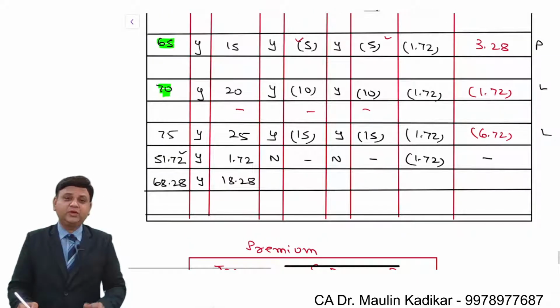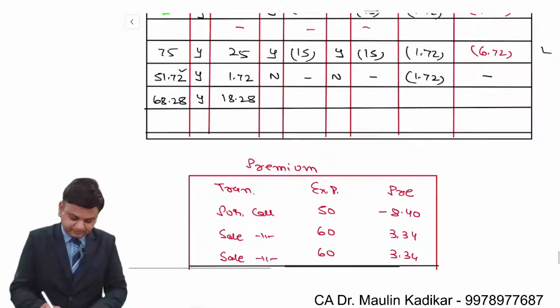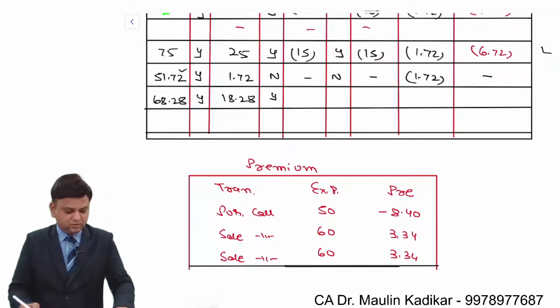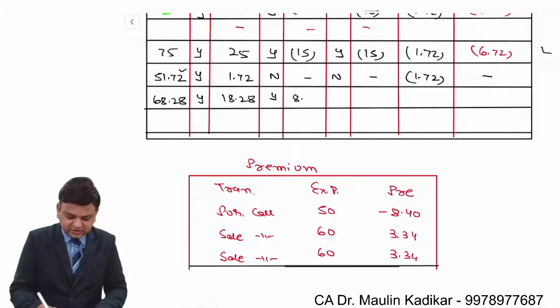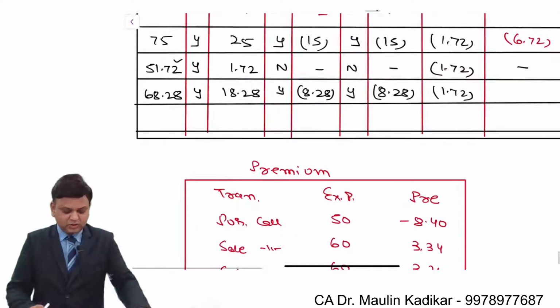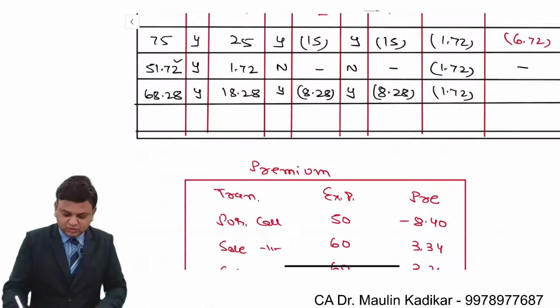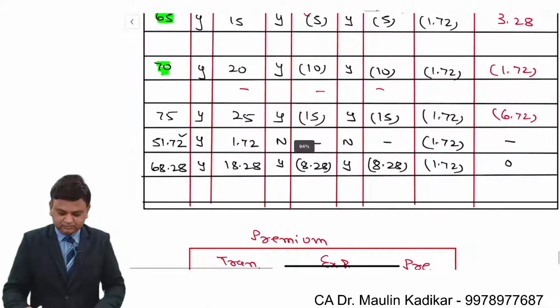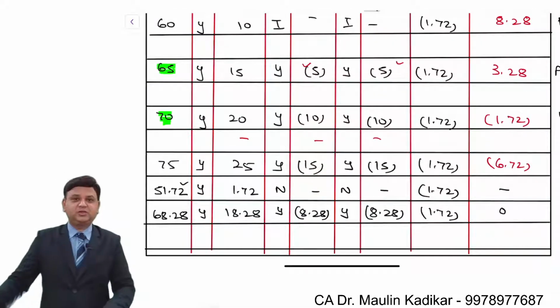The person to whom we have sold the option will also exercise. So his positive payoff is negative for us, 8.28, 8.28. 1.72 is the premium. So overall profit or loss is 18.28 minus 8.28 minus 8.28 minus 1.72. So it comes to overall 0. That is the way the overall profit or loss is calculated.